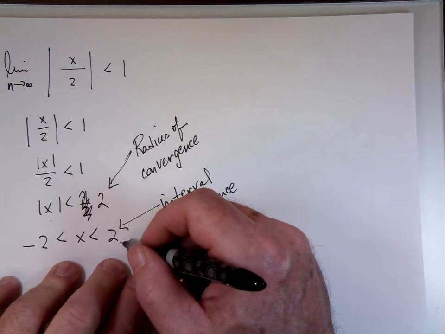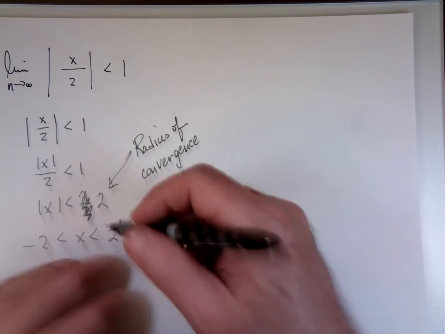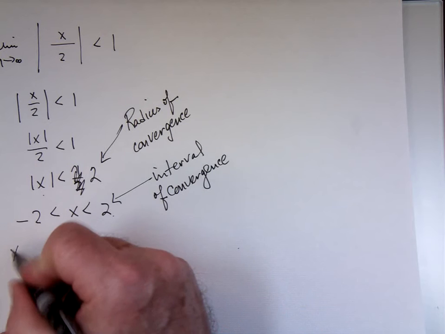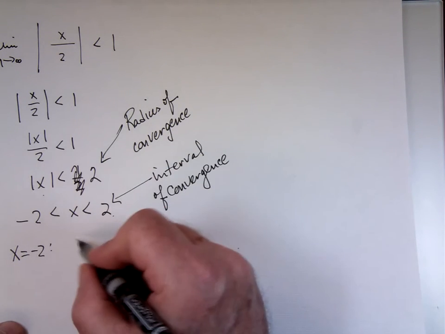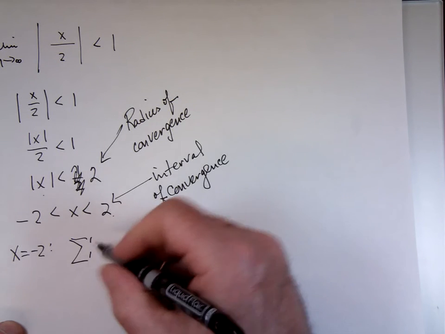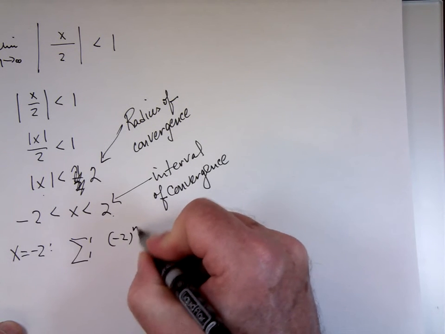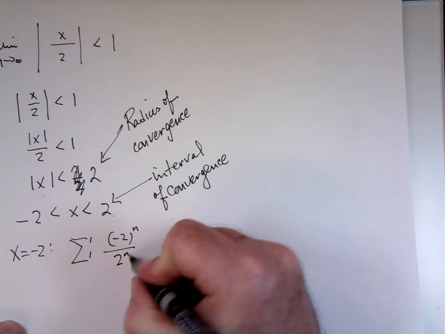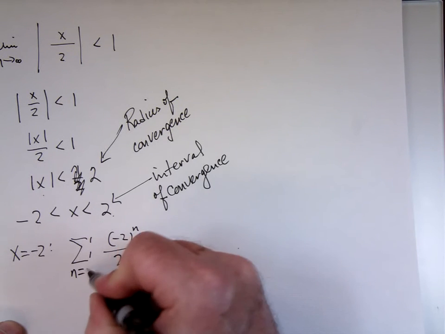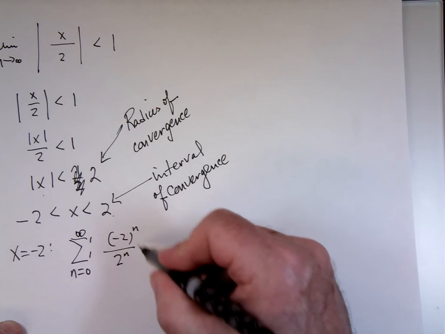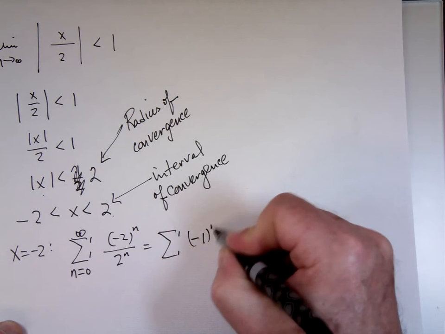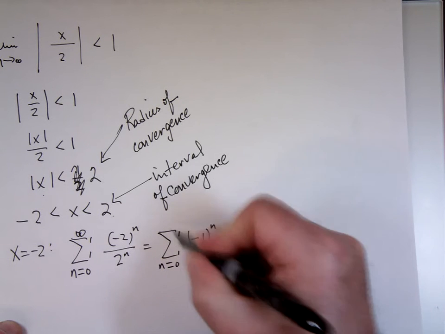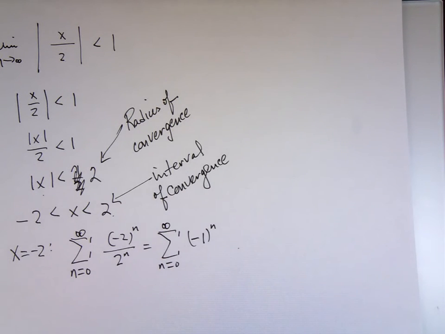That means what you have to do is test those endpoints manually. In other words, take x equals -2 and go back to the original. The original was this. And put -2 in for x, and see if it converges or diverges, because the ratio test fails. Now what happens here? This is equal to this. You end up with this here. And what about this series? -1 to the n as n goes from 0 to infinity. Does that series converge or diverge?